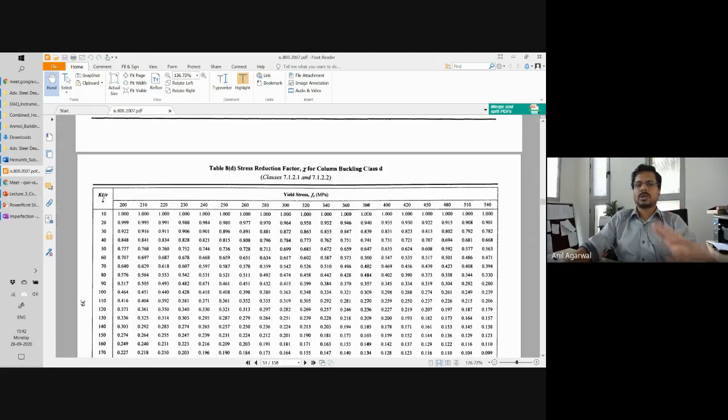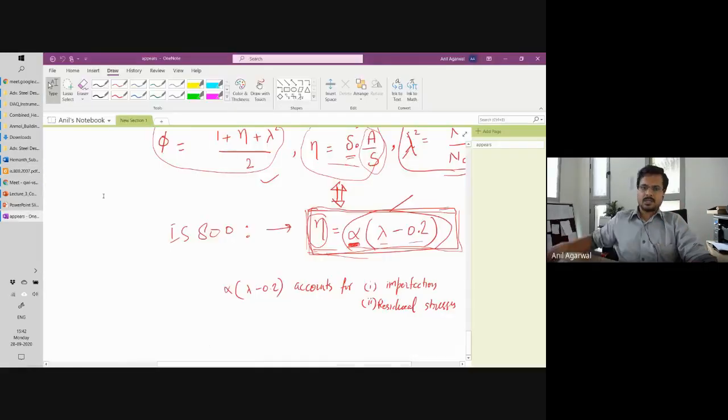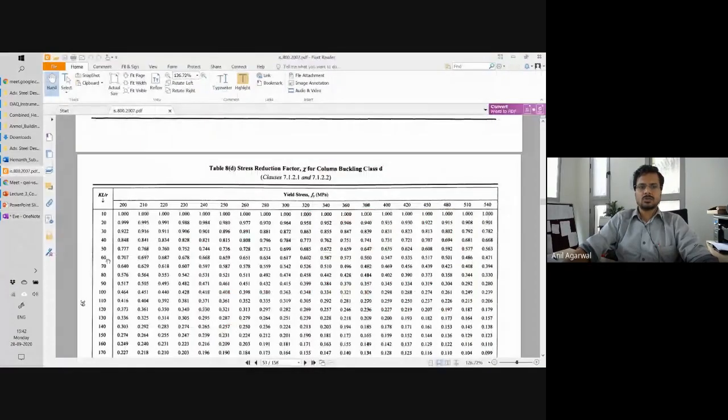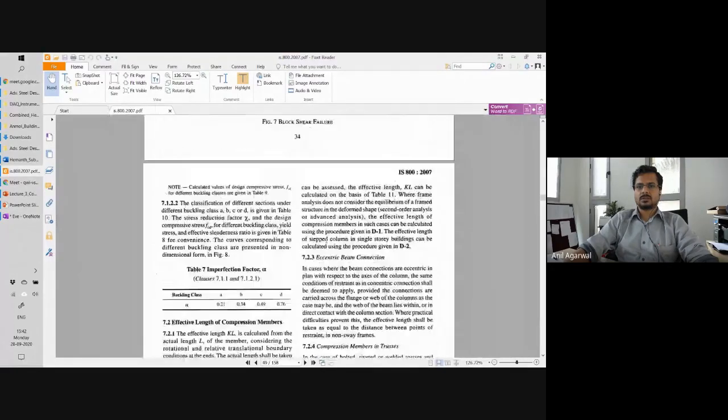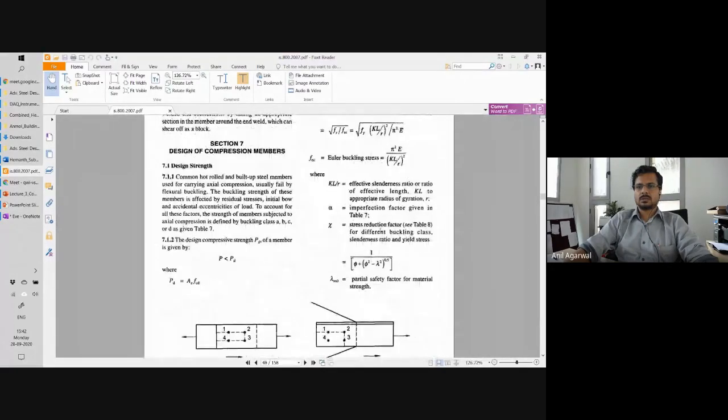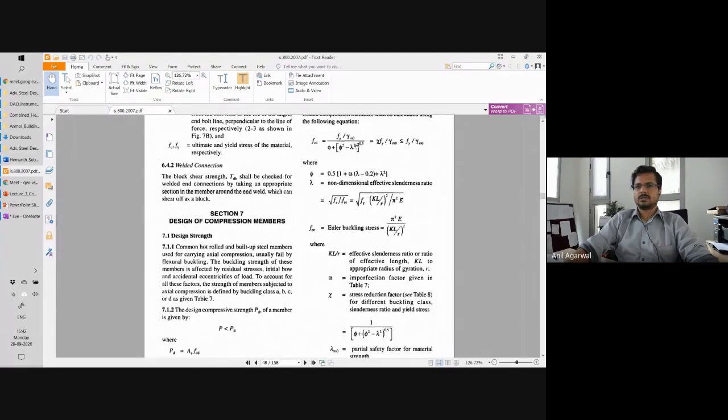So we have been dealing with 2 types of slendernesses, right? One is lambda and the other one is KL by r. So KL by r is easier to find out. So KL by r you use in this table to get the chi factor, and then once you get the chi factor, you substitute that here. This is the chi factor which is equal to this value. You substitute that here. So chi multiplied by Fy divided by gamma m0 is going to give you FCD.